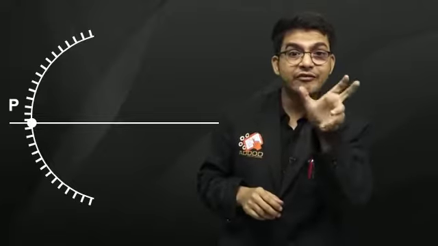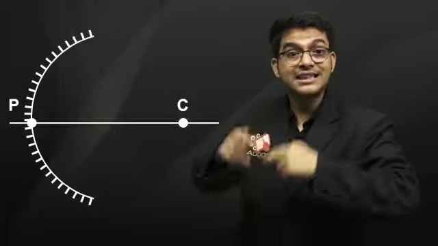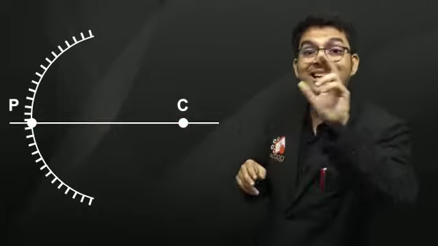Let's take some components in this mirror. Let's draw a line to the center of the mirror. It is called the principal axis, and the intersection point of the principal axis and the concave mirror is known as the pole, and this is the center of curvature. The center of the sphere from which this mirror has been taken is called the center of curvature, and the distance between the center of curvature and the pole is called the radius of curvature.